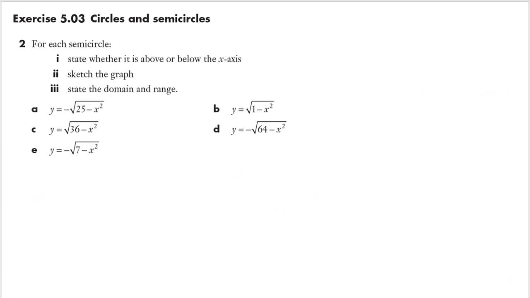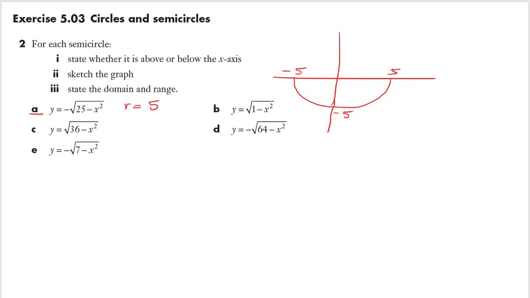Skip ahead to question 2, it wants us for each one to state whether the semicircle's above or below the axis, sketch the graph and state the domain. So if we have a look at A, we've got a negative square root of 25 minus x squared, so negative means it's going to be below the axis. The 25 is your r squared, so therefore for this question r is 5. So this semicircle is below the axis, it's going to go from 5 to -5 down to 5.